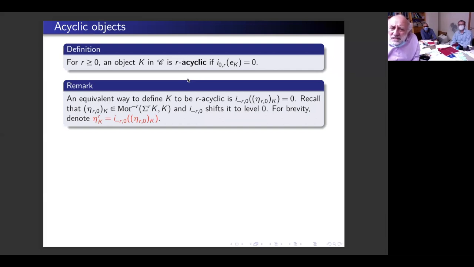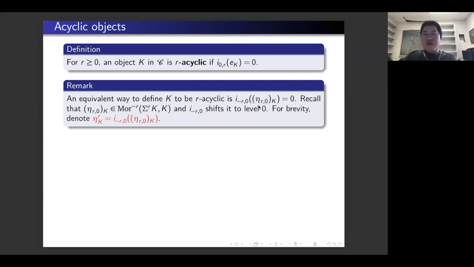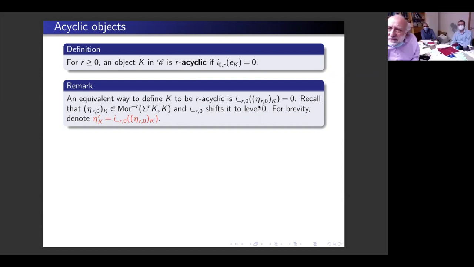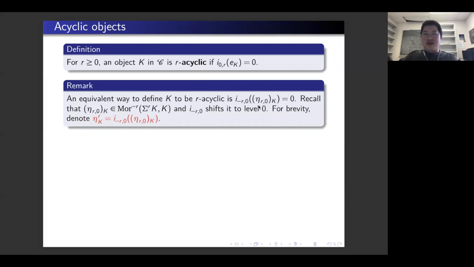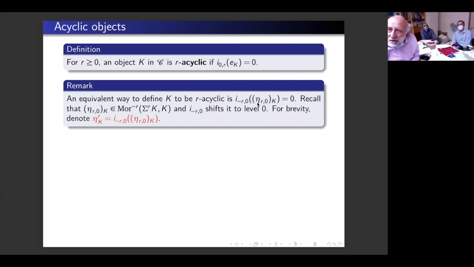Does eta R zero always exist? I thought it was a natural transformation between some things. So eta R zero does not always exist. You first need to have a shift functor, and then use that. Yes, and then on top of that you need a natural transformation. Yes, okay, thanks, sorry.